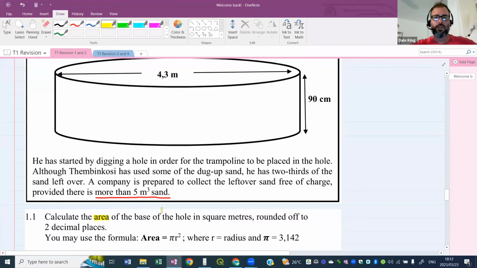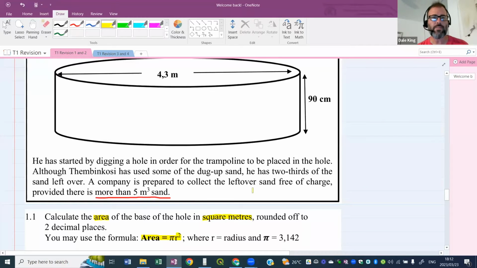So remember, this person's digging a hole and it's going to fit the trampoline inside the hole. It says calculate the area of the base of the hole in square meters. So we need an area calculation in square meters, rounded off to 2 decimal places. We always round off to 2 decimal places, so that's not something new. It says you may use the formula. They give us the formula: area equals pi r squared, where r is the radius and pi to use is 3.142. So they're giving us everything we need for this.